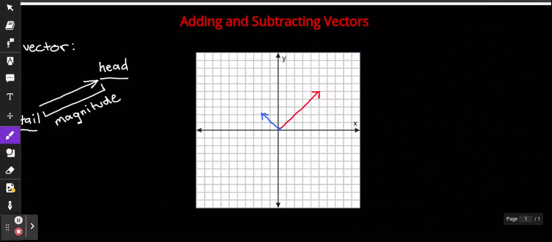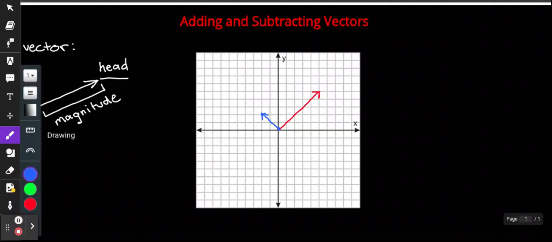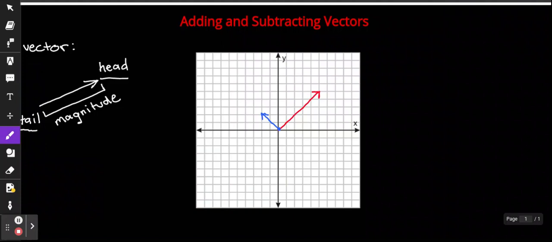For our last example, we're going to be looking at adding 2 vectors that both have components. So, we're going to break up our red vector into 2 components. First, we're going to have our x component, 1, 2, 3, 4, 5 units to the right. And our y component is 1, 2, 3, 4, 5 units up. So looking at our red components, our x is 5 and our y is 5.